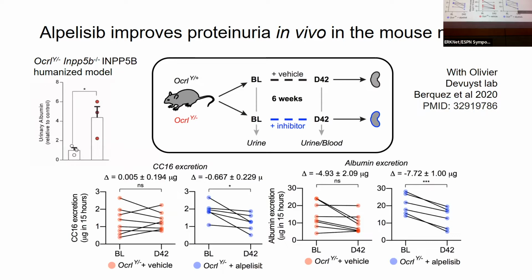So Marine treated these model mice in vivo, showing that the alpelisib improved the proteinuria. So this is the phenotype of the mouse. It's a very good model for the human disease. It's a humanized model with a knockout of the mouse isoform of INPP5B, and then the re-expression of the human INPP5B, and that's because of the clathrin site within the mouse isoform. And so they have elevated low molecular weight proteinuria and albuminuria. And we saw around a 35% improvement in CC16 excretion and albumin excretion after a 6-week treatment with alpelisib according to the standard protocols that were used in mice.